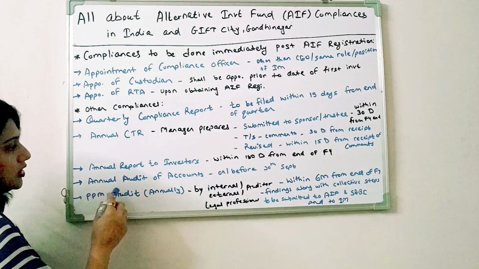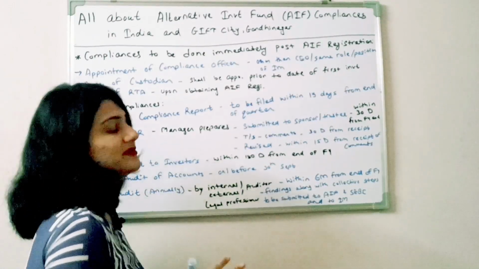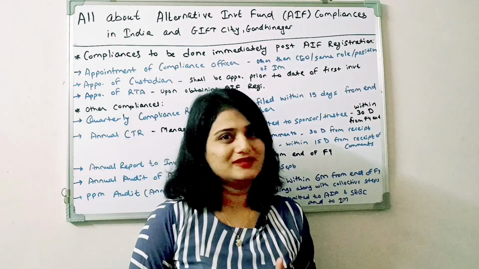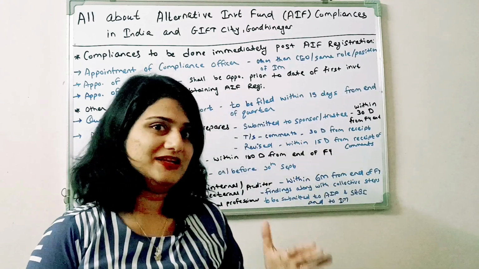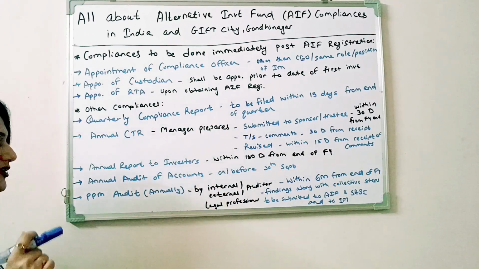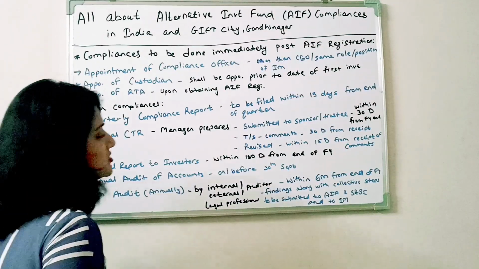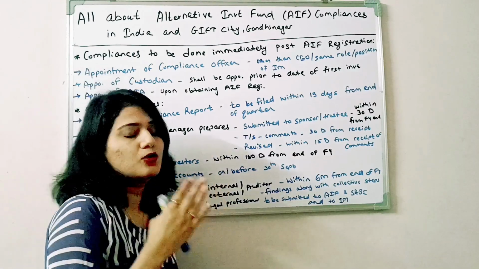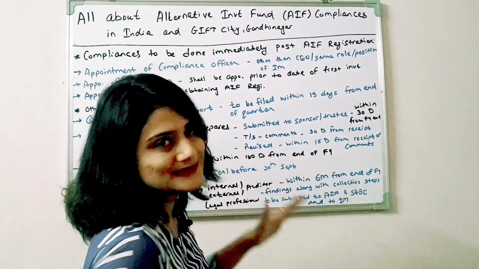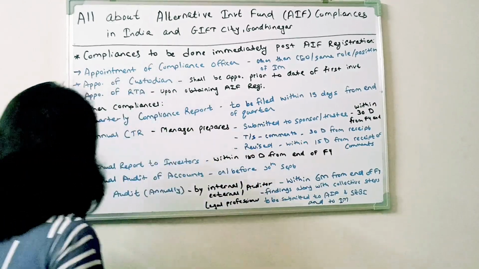Then the annual report to the investors. This has to be submitted within a period of 180 days from the end of the financial year, that is 30th September. On or before 30th September. Annual audit of the accounts. These audited accounts go with the annual report, so the timeline is the same, on or before 30th September.